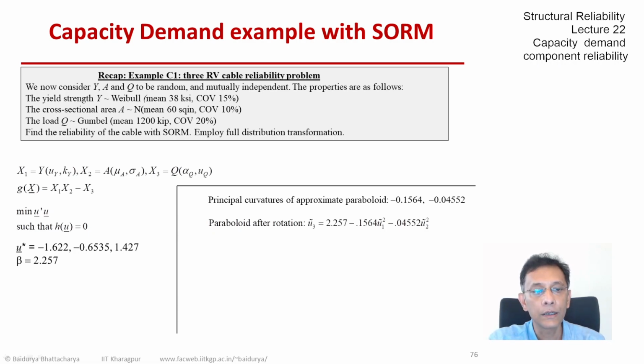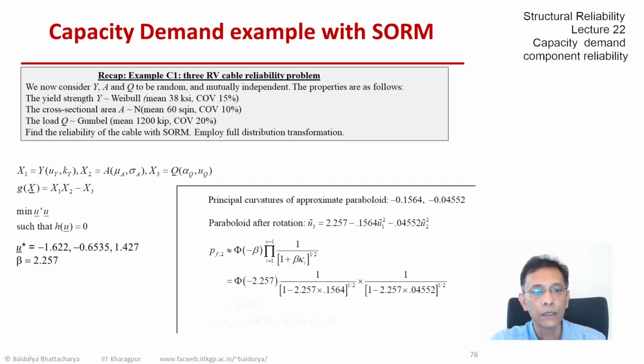So if you can imagine, in 3 dimensions, there is a curved surface in u1 and u2, u1 tilde and u2 tilde plane, and u3 is the 3rd dimension. So that is what our parabola looks like in this rotated coordinate system, and we can now use these curvature values, this negative 0.1564 and negative 0.04552, and correct the value obtained from FORM.